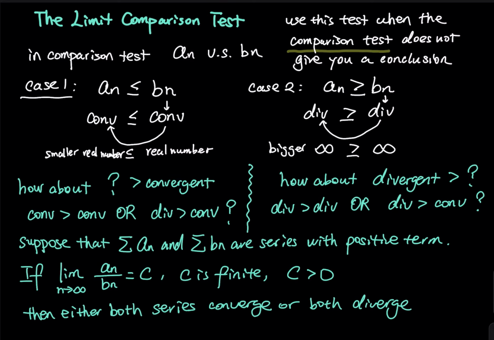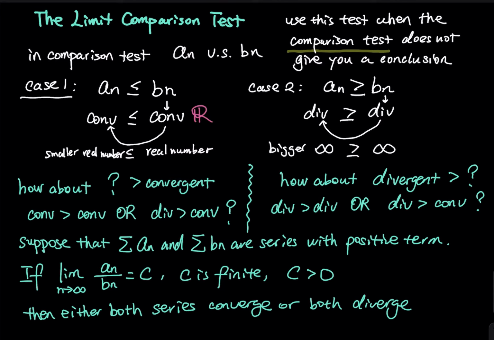So what is convergent? Convergent, think about a real number, right? This R stands for real number. What kind of number is greater than or equal to a real number? The answer is, on the other side of the inequality, you have a smaller real number. So the smaller real number is the sum of AN. Therefore, AN must be convergent as well. Or you can say convergence is less than or equal to convergence. A bigger real number is greater than a smaller real number. So that's what case 1 is.